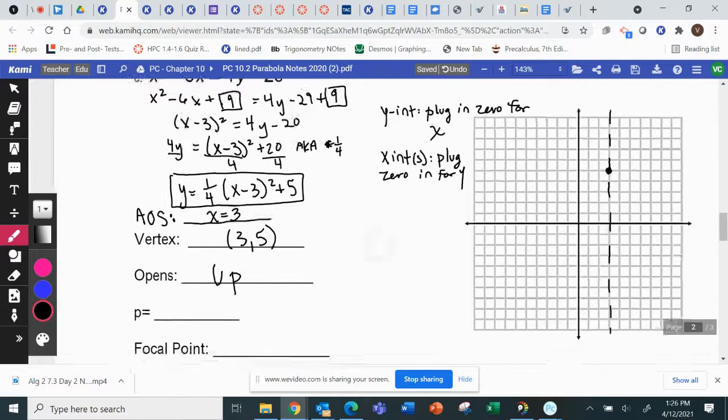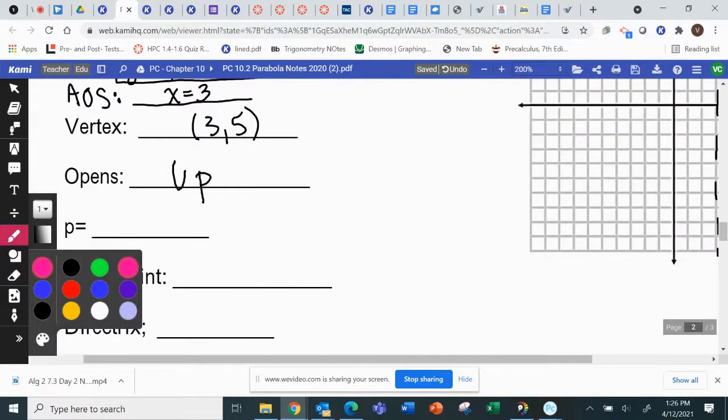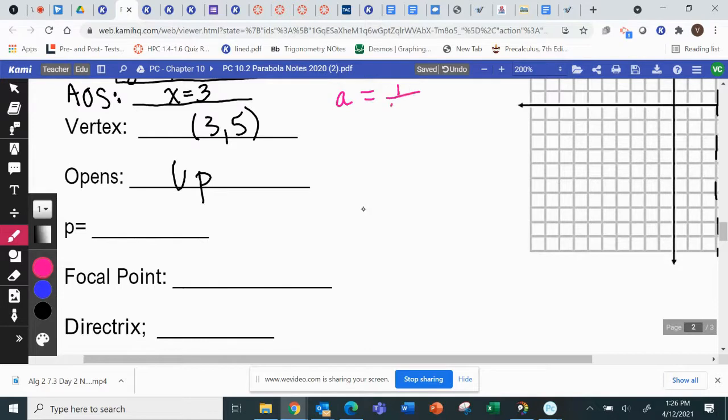Next thing is the p-value. So my p-value, a equals 1/4p is the formula. So in this equation, a is 1/4. So I need to find p. You might be able to look at it and be able to tell me what p is, or we might have to cross multiply to solve. Can anybody tell me what p is? P is 1, yep.